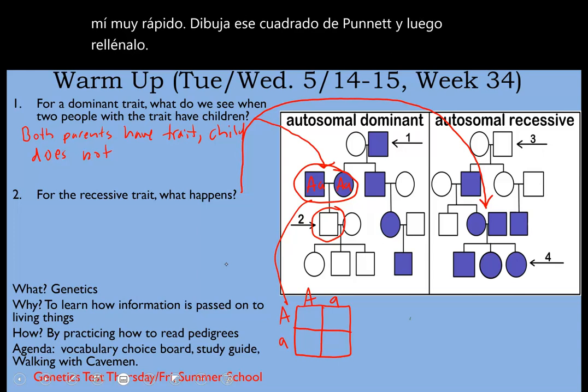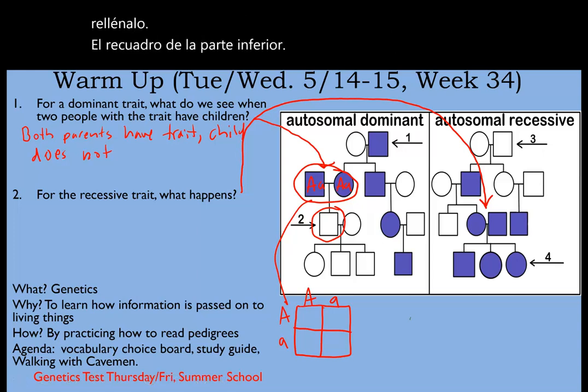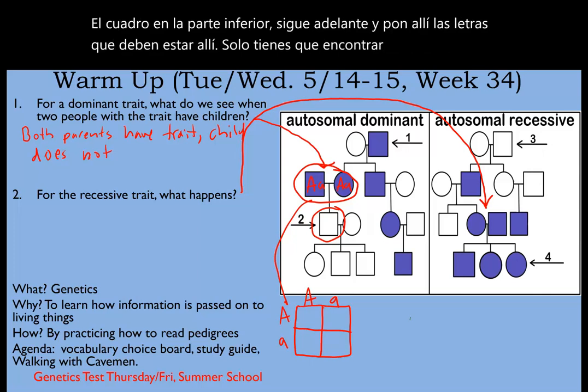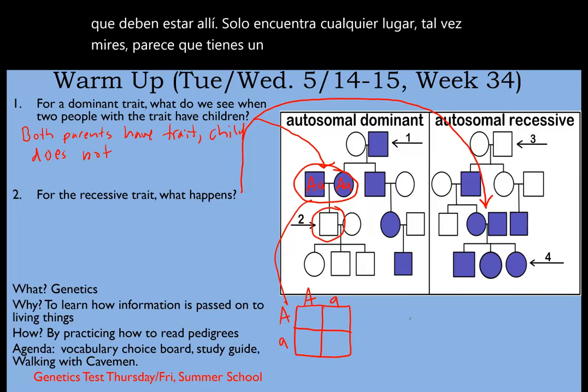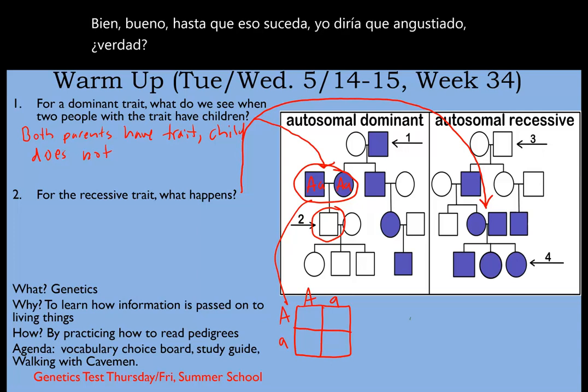Yeah, the box at the bottom. Go ahead and put the letters in there that need to be in there. Just find any spot. Maybe looks like you have a lot of space on Monday. Okay. Well, until that happens, I would say just draw it, right? Better safe than sorry.